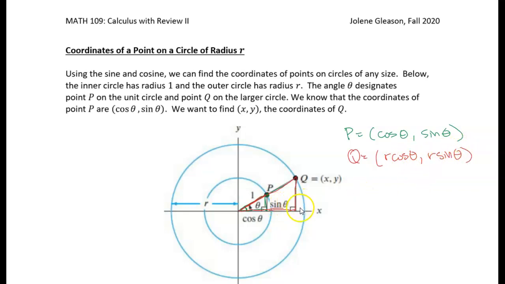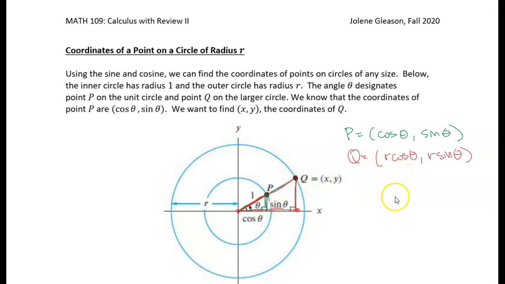Because we can just scale the sides of the triangle here, this triangle that goes from the origin to Q and then down to the x-axis, right? It's just a scale model of this triangle that goes from the origin to P and down to the x-axis. Okay, it's a scale model, and the scaling factor is r, because the radius was 1, and now the bigger triangle has a radius of r, which is the hypotenuse of the triangle.